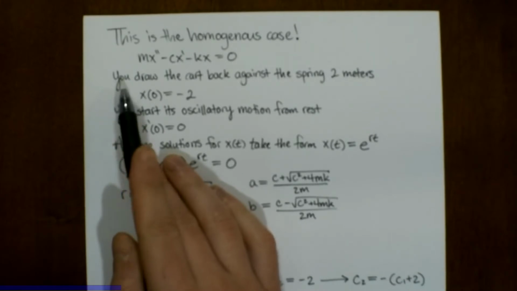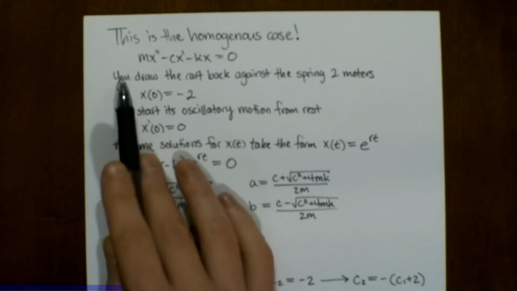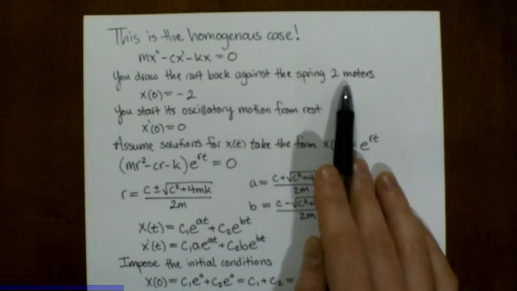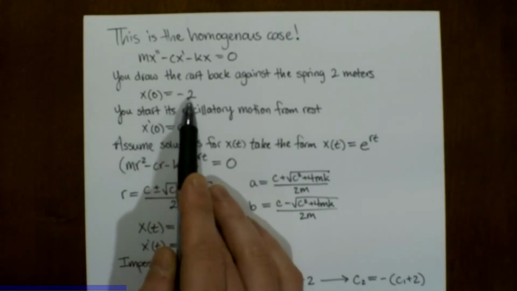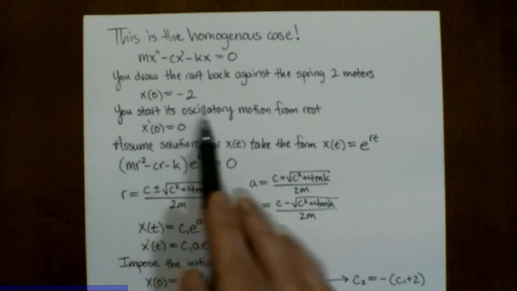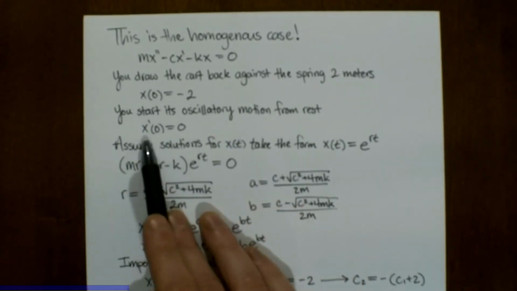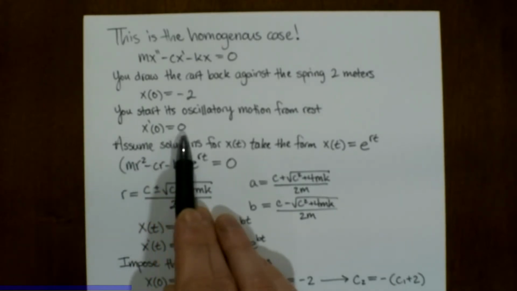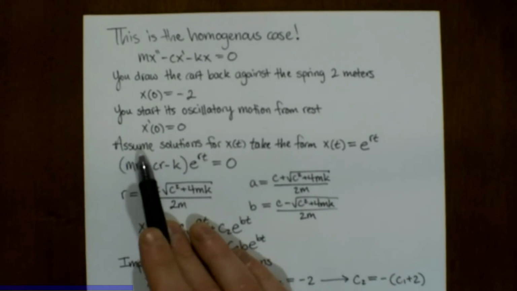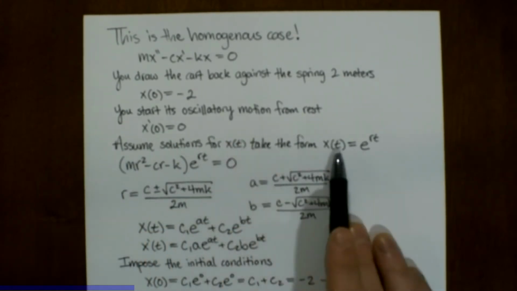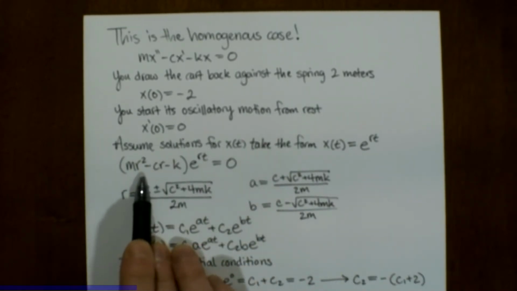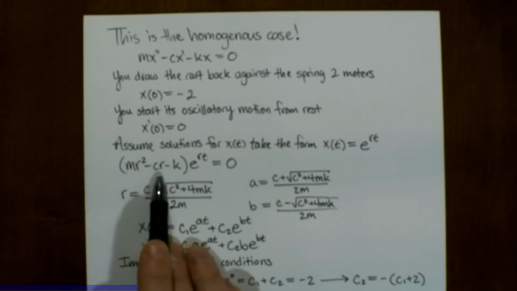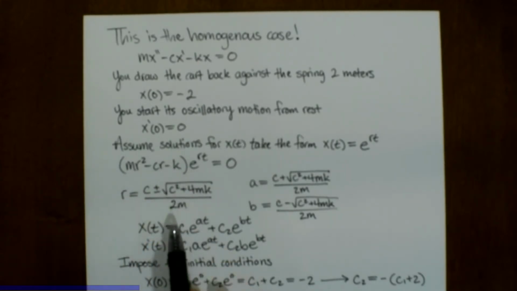So, if you draw the cart back against the spring 2 meters, we can say that at time equals 0, the cart's position is -2. And then if you let it start oscillating from rest, you can say that the velocity, the derivative of the displacement, at time 0 is 0. So, let's assume, as always, that the solutions for x of t take the form e to the rt. And the quadratic form that we'll arrive at will be mr squared minus cr minus k. So, solving for r, we're going to get 2 solutions.